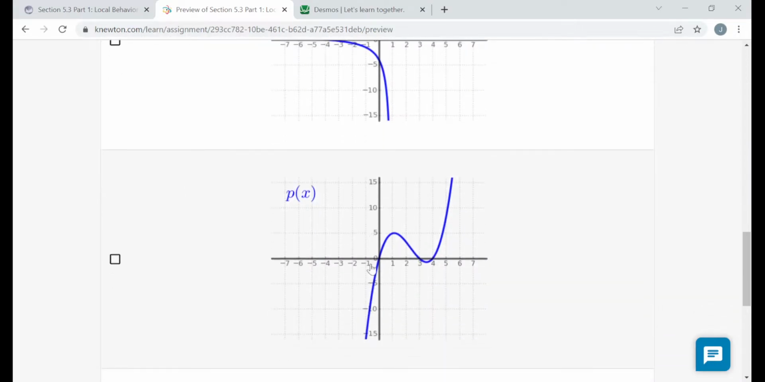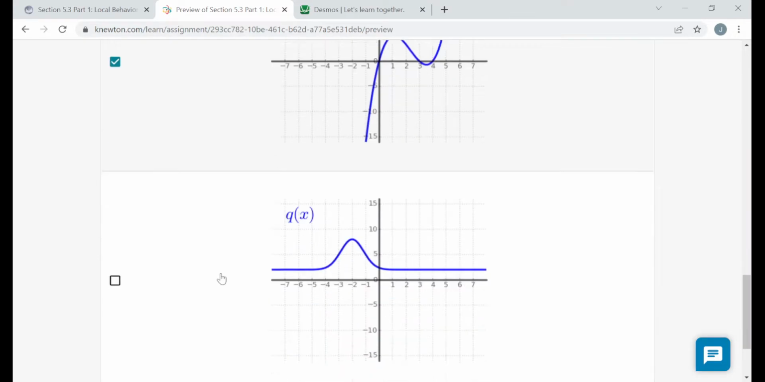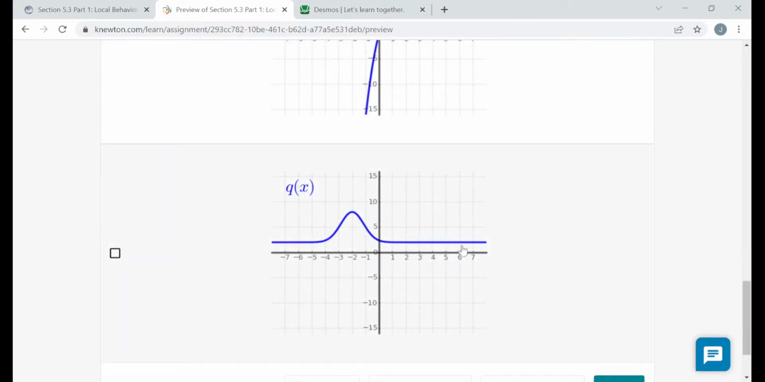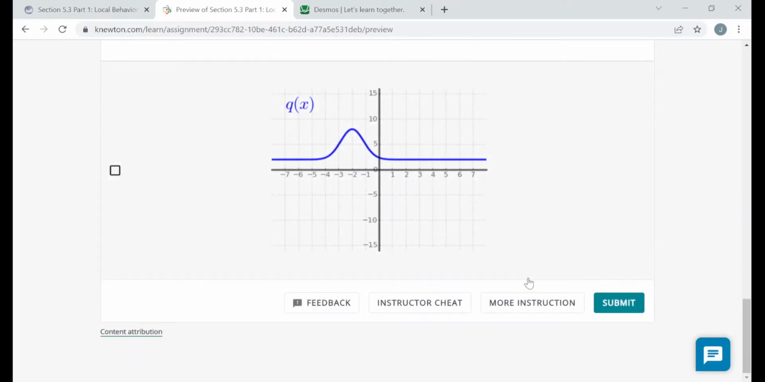This one could be continuous, smooth, and approaching infinity or negative infinity on either end, right? No horizontal asymptotes, so click that one. And then this one is continuous and smooth, but it looks like it has what they call, again, a horizontal asymptote. The graph is approaching some horizontal line on the ends and not infinity or negative infinity, so not the graph of a polynomial function.